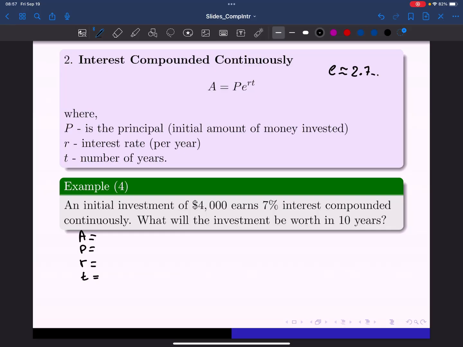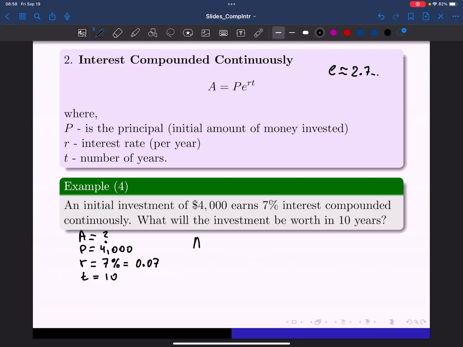A is my final amount, so this is what I'm looking for. P is the initial amount, in this case 4,000. R is the interest rate, we have 7%. Write it as a decimal: 7 divided by 100 is 0.07. And T is the number of years, so we have 10 years.